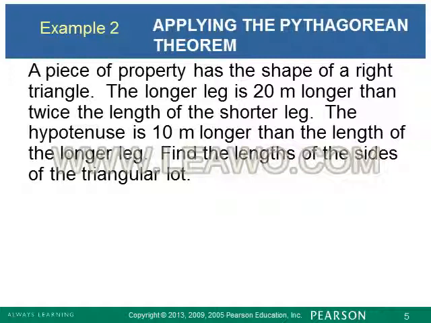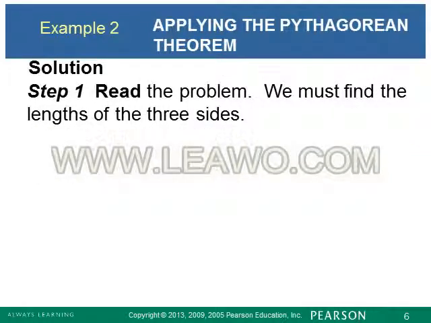Now notice we see the words right triangle, so that's a clue that this is probably going to require the use of the Pythagorean theorem. We know for sure it does when it begins speaking about legs, longer legs, shorter legs, and so forth. And that's what we're trying to find, the lengths of the sides of this lot. So the first thing you must do is read the problem. I know that sounds obvious, but it is an important step. You have to read carefully, and if that means read it more than once, please read it more than once.